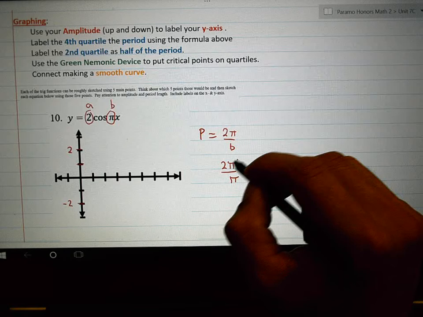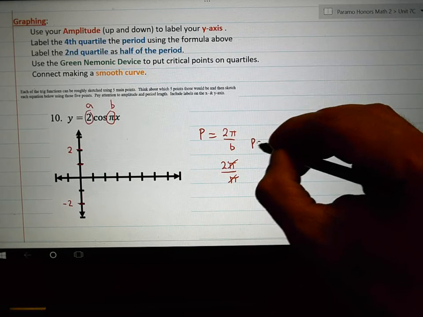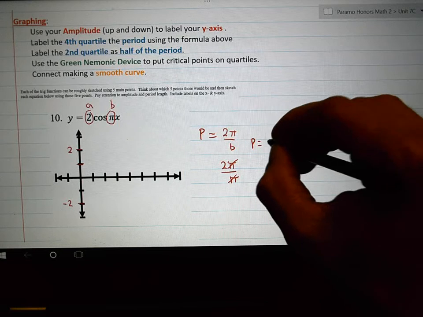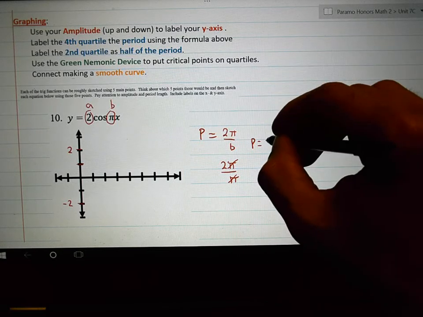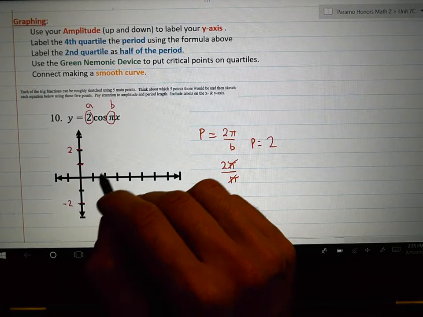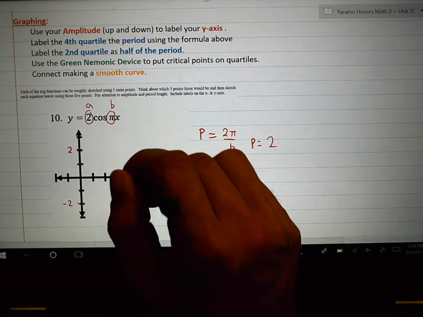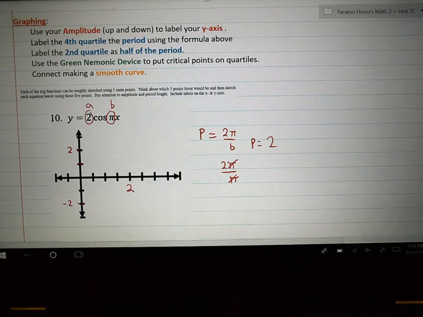So what does that make our period? How large is our period on this particular problem? What that means is that our period is 2 radians. That is our 4th quartile. 1 mark, 2 marks, 3 marks. The 4th mark, you're going to write down a 2 right below that 4th mark. If you don't have 4 marks, make 4 equal marks going from left to right.